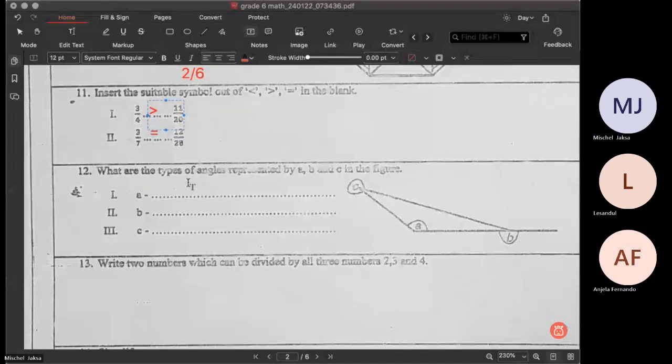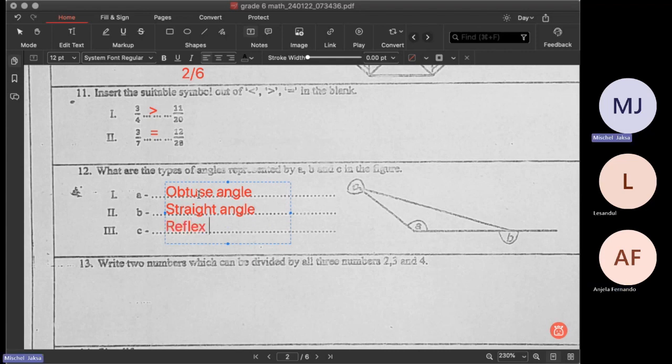Next one. What are the types of angles represented by A, B, and C in the figure? What about A? A is here, Putir, okay? A is here, B is here, and C is here. What about A? Obtuse angle. Well done. What about B? Straight angle. C? Reflex angle. Well done, Putir.